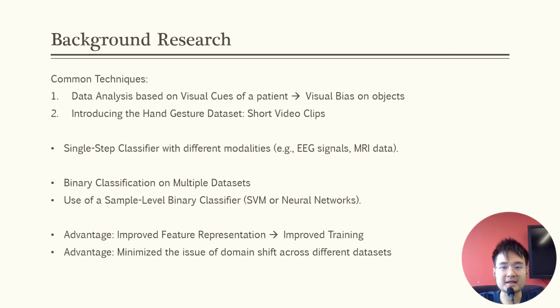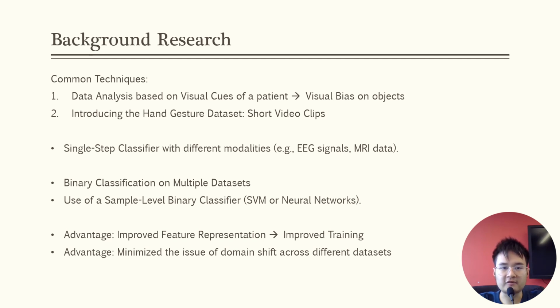We have two common techniques based on previous research about autism diagnosis. Firstly, data analysis based on visual cues of the patient. The patient might have an atypical sight, such as the misalignment of eyes. Researchers typically focus on patients' visual bias on different objects, contrast, or colors. And secondly, the hand gesture dataset introduces short video clips of predefined activities done by a patient versus a person without ASD in a weakly controlled environment.